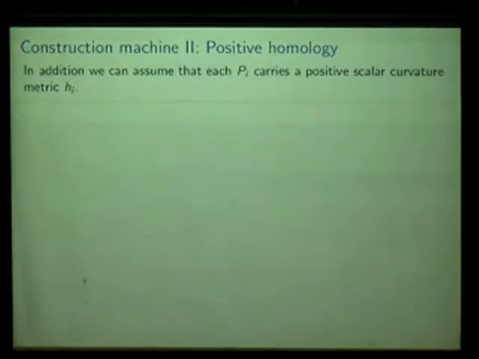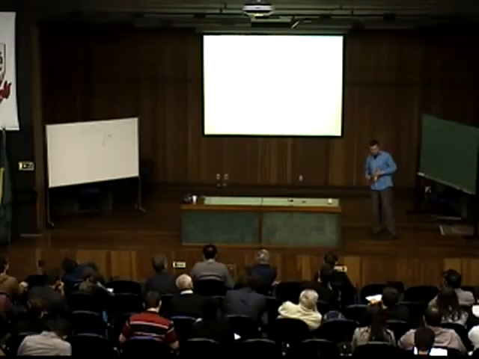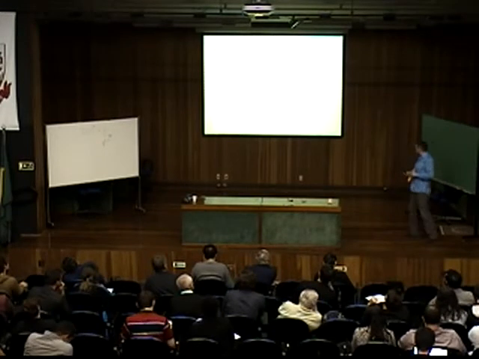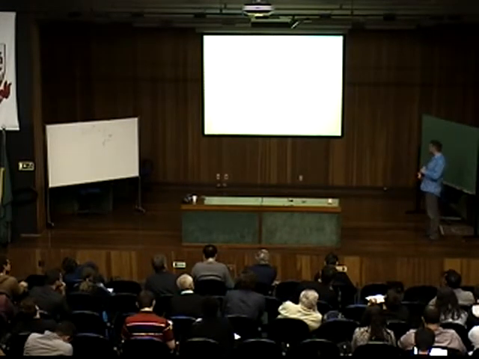Once we have that, we can write down another construction machine, namely positive homology. What is that? We just copy the definition we had before, but we have to remark that in this choice that I made, P_i as generators of the bordism ring, we can actually take these generators also with positive scalar curvature metrics. Actually, this is the main observation in the paper of Gromov and Lawson, when they proved existence of positive scalar curvature on non-spin manifolds.